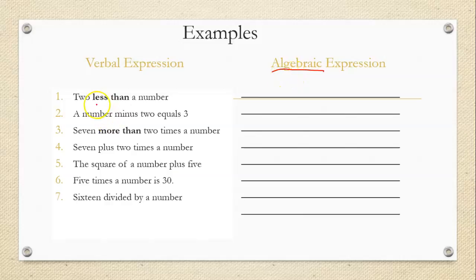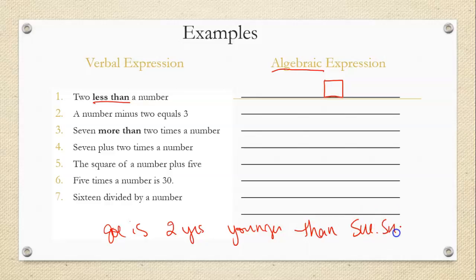So the first one I want to talk about, it says less than. Anytime you see less than, you're going to take it off the back of the number. Here's an example. Joe is 2 years younger than Sue. Sue is 10. So in your head, you would say, okay, Joe's 2 years younger, so 10 minus 2, right? Look, you took the 2 off the back of the number. You took it off the 10.